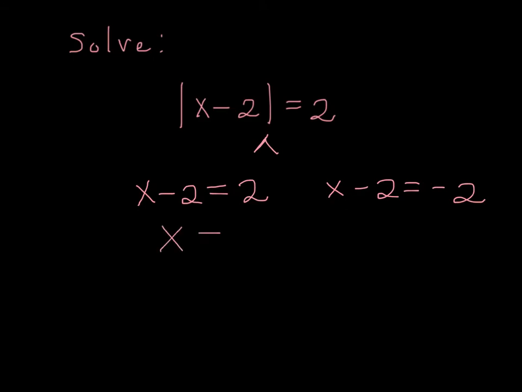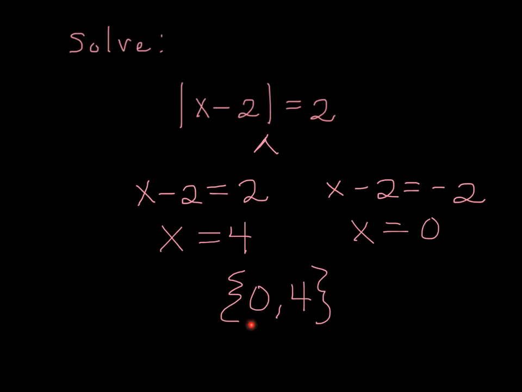In both cases, we're going to add the 2 over. Over here, we're going to get a 4. Over here, we're actually going to get a 0. Now, the way that you write your answer when you've got more than one is you put 0, comma, 4, and you put it in braces. Don't put it in parentheses. If you put it in parentheses, you're telling me it's interval notation or an ordered pair and I need to graph it. It's neither. You're telling me there's two solutions. Both the absolute value of 0 minus 2 equals 2, and the absolute value of 4 minus 2 equals 2.